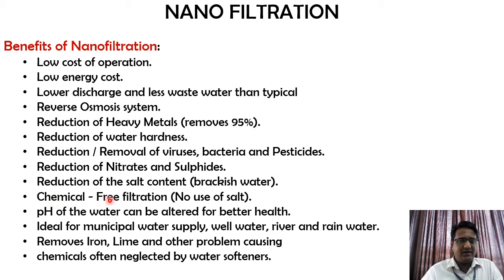Next we have chemical free filtration, that is, no use of salt or adding anything; it is purely filtration happening on its own. The pH of the water can be altered for better health, so even that can be done. Ideal for municipal water supply, well water, river and rainwater. So it can be used for any of these water sources. Removes iron, lime and other problem-causing chemicals often neglected by water softeners. So it will provide you much more than the water softening techniques we have. So these are the benefits or advantages of nanofiltration.